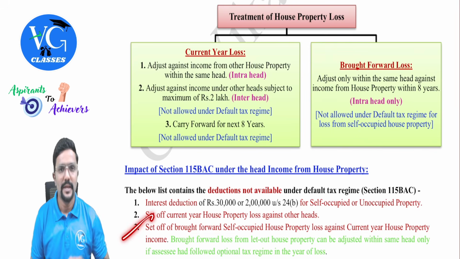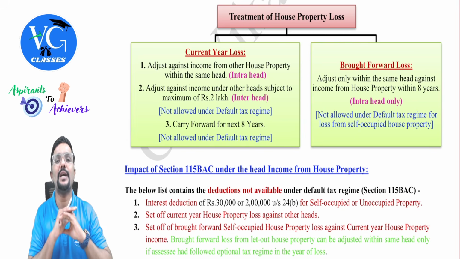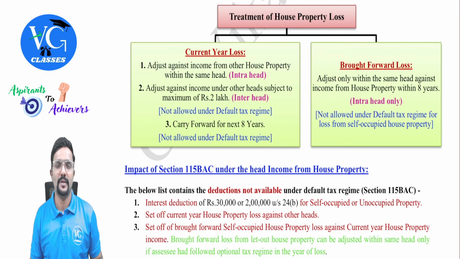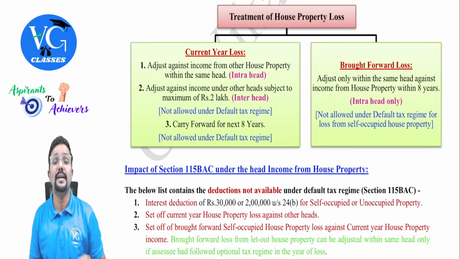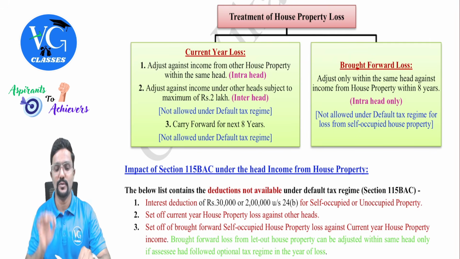Okay. Then if he has a brought forward loss from self-occupied property, he cannot adjust it within the same head in the current year. Sir, what if the loss is from let-out property? Then check in the year of loss which scheme is followed by the assessee. If assessee had followed the optional tax regime in the year of loss, then in the current year, even though he is following the default regime, he can adjust such loss within the same head. Within the same head, guys.